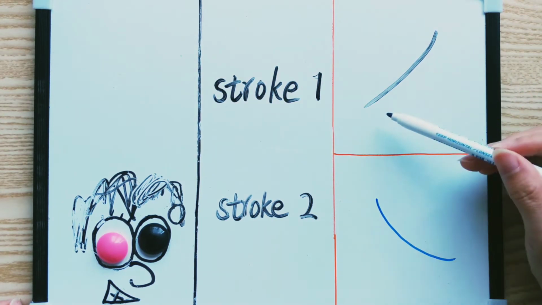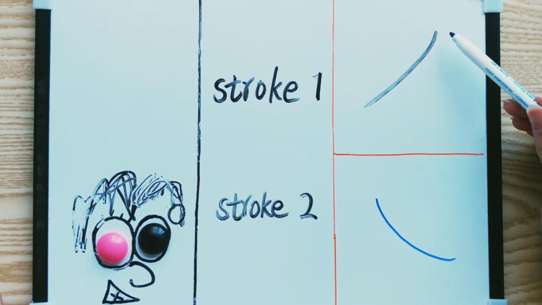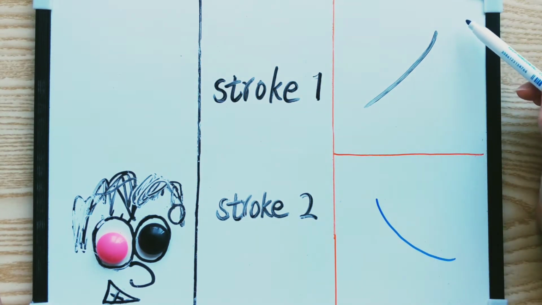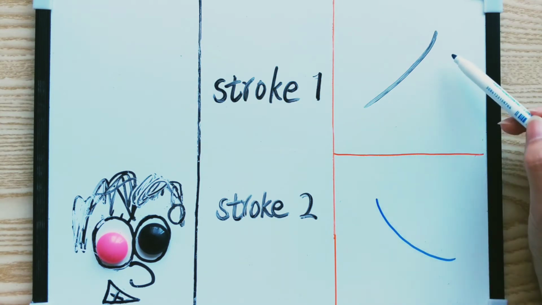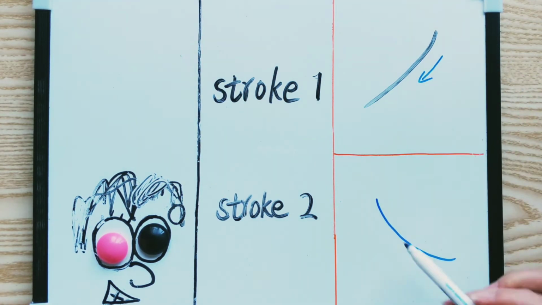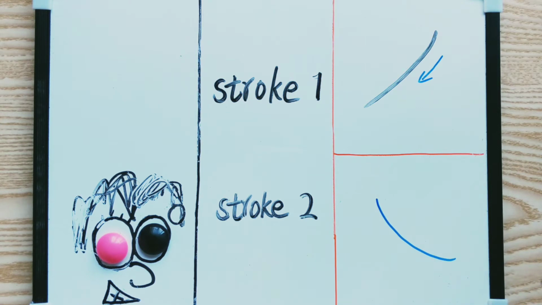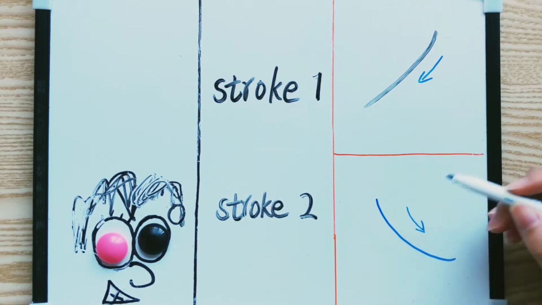Stroke 1 and stroke 2. Stroke 1 is one line flicking to the left. If you start from the top right all the way down to bottom left, so that's the direction. And stroke 2 is exactly the opposite way. Start from top left and finish at bottom right. It should be this direction.